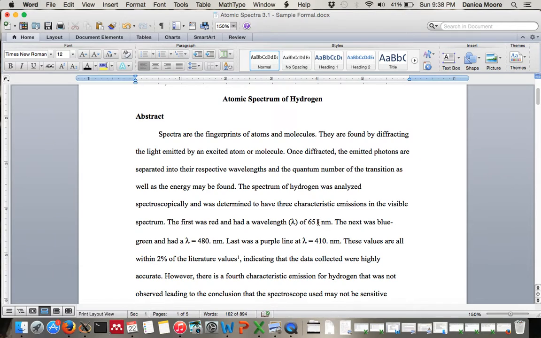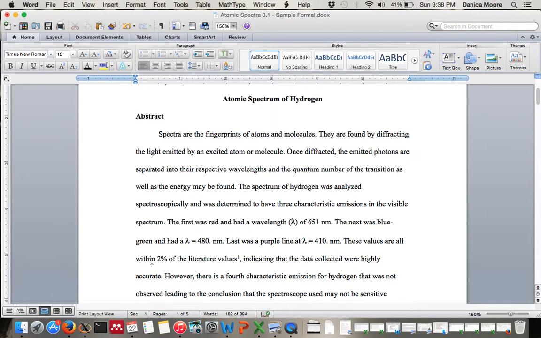Now I'll point out here that this is the correct number of significant figures that is determined by our spectroscope. You may only be able to read to 2, but I think it's pretty safe to say that you could get 3 out of that. So just be aware, those are the correct number of significant figures. The next was blue-green and had a wavelength of 480 nanometers, again, correct significant figures. The last was a purple line at the wavelength 410 nanometers.